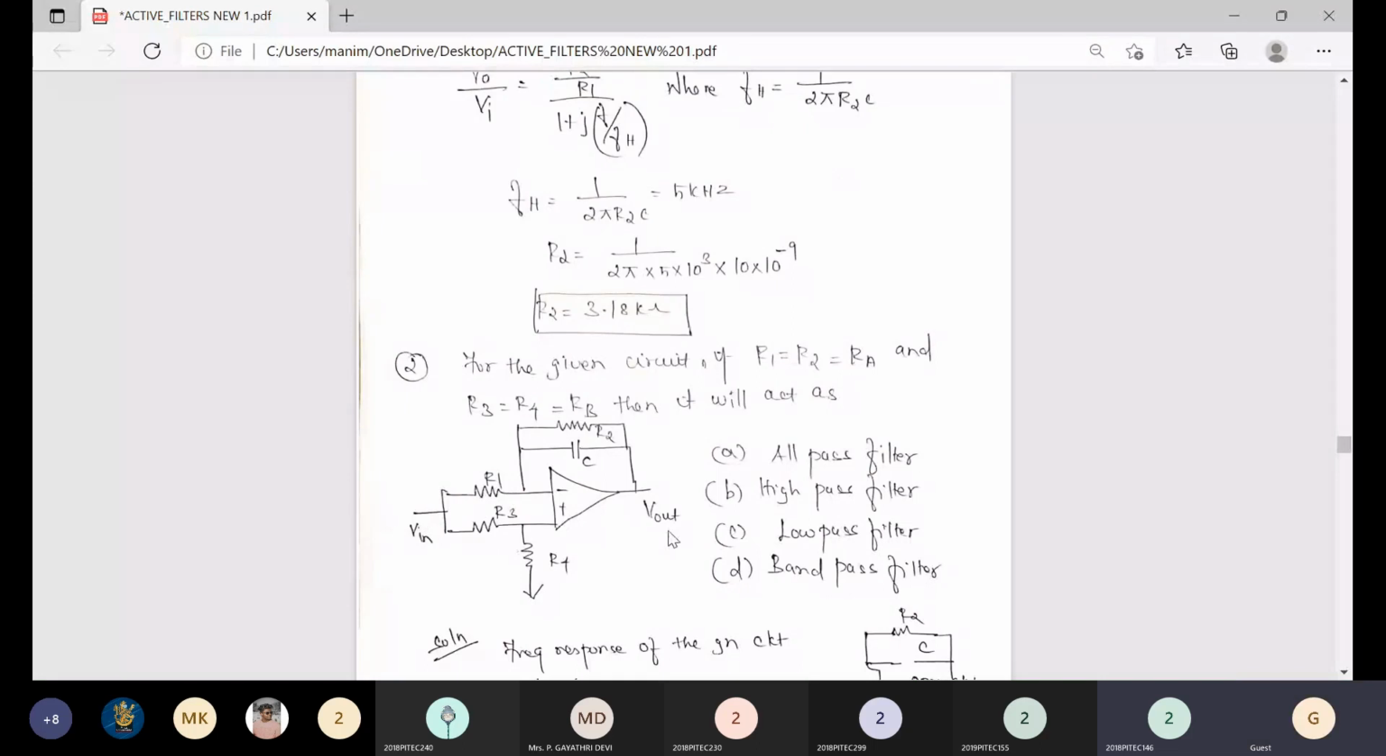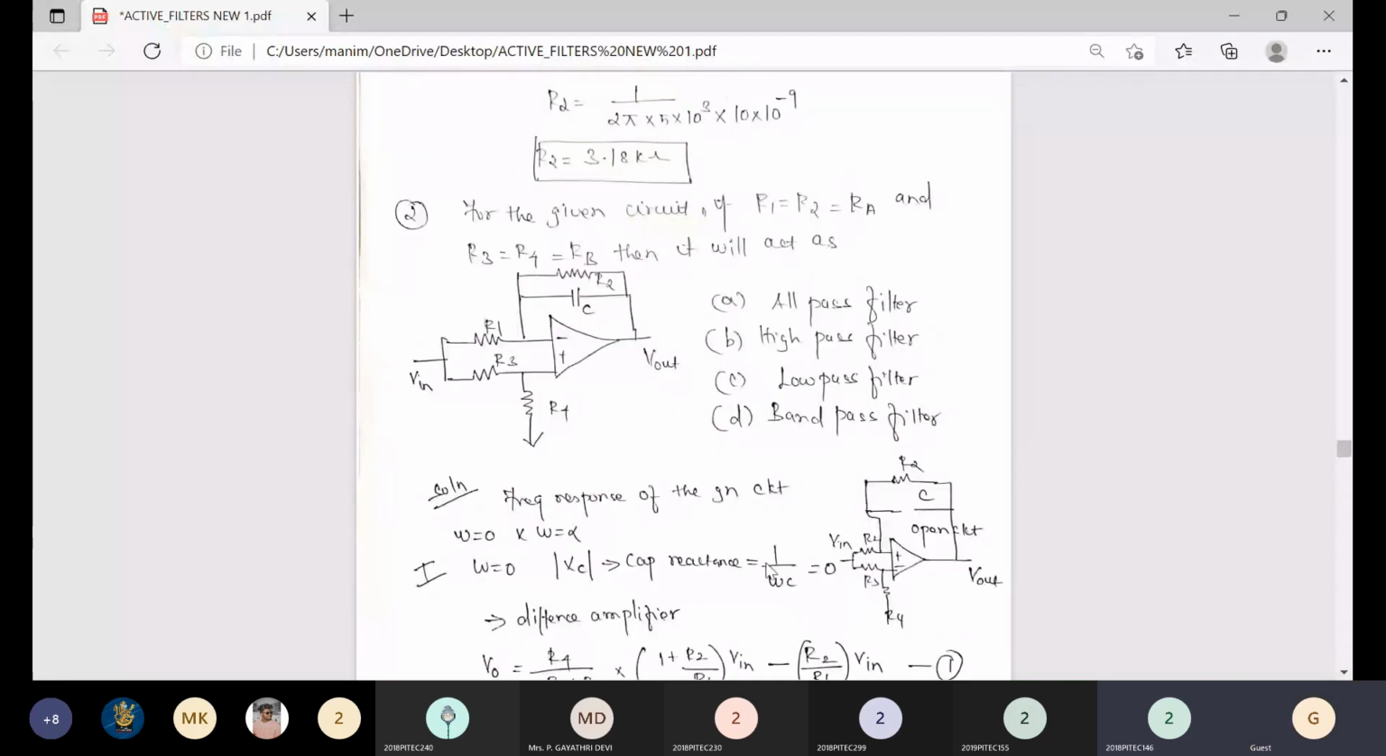Omega is 0 means the capacitive reactance, which is 1 by omega C, becomes 1 by 0. It is infinity. So the capacitive reactance is infinity, which means here it is open. This is an open circuit, so this amplifier acts as a difference amplifier.